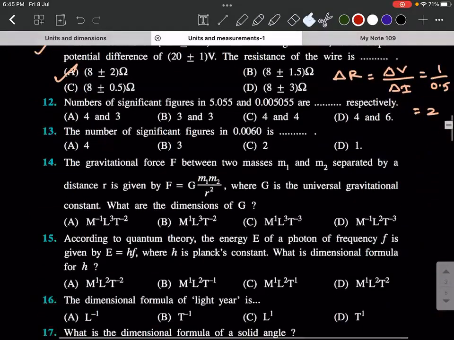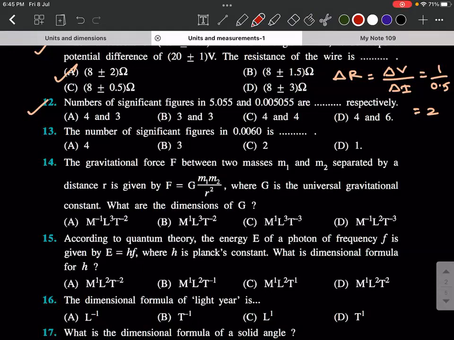We'll start with some simple problems. 12th one. The number of significant figures in... So you can just write down the number of this. Okay, I'll share this assignment with you. Number 12: the number of significant figures in 5.055 and 0.005055 are. In the first one, how many are there? 4. In the second one also, you have 4.